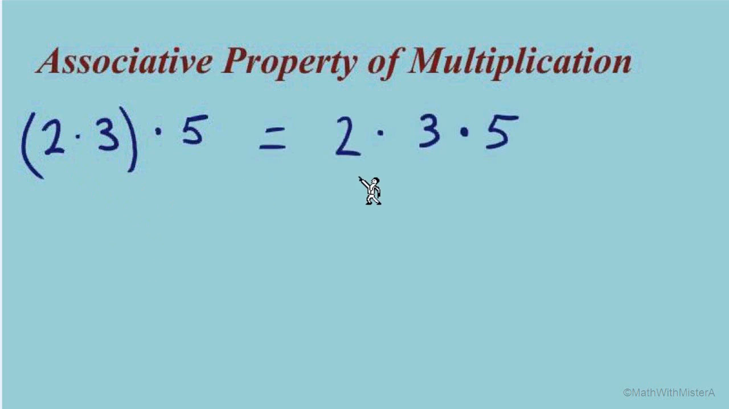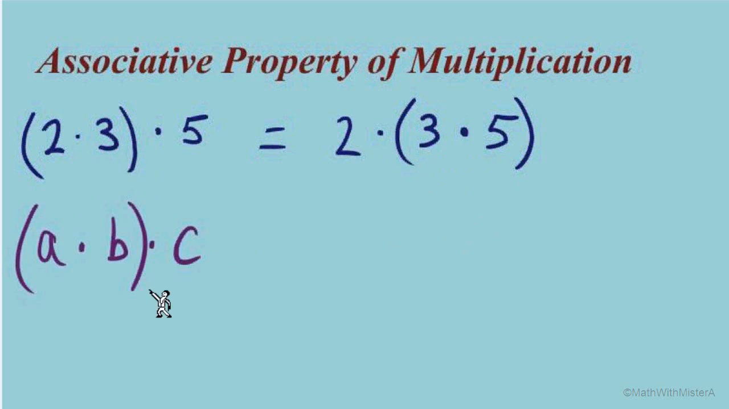Now, if I take the same multiplication 2 times 3 times 5, but I associate it in a different way, I associate the 3 times 5, grouping those together, that would mean do this multiplication first. 3 times 5 is 15, and then 15 times 2 is 30. Now, we got 30 on both sides of this equation, and that's this property, that as long as the only operations we have are multiplication, then we can really group these numbers however we want.